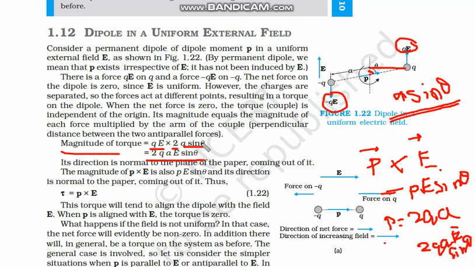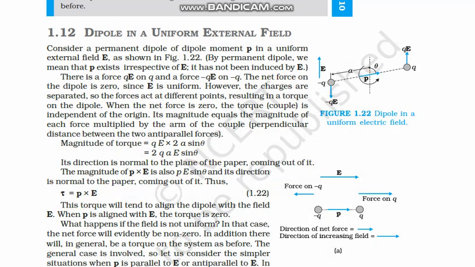So see, this is 2qaE sin theta, this is the same. So the torque can be written as tau is equal to P cross E. So what is the formula coming out for this torque? First, tau is P cross E, or we can write that tau is equal to 2qaE sin theta. So both are equal. This is the formula for torque here.